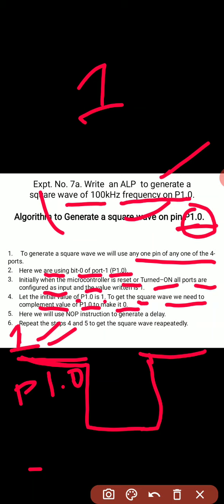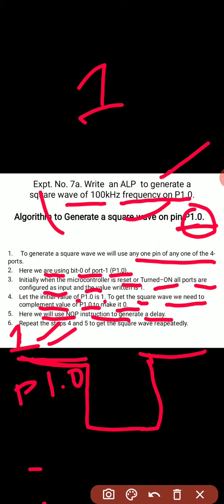Here we will use the NOP instruction to generate a delay. NOP stands for no operation, N for no and OP for operation. Here the delay is generated using a NOP operation because the delay is very small. As the delay increases, we cannot use the NOP instruction, because NOP takes only one machine cycle. So instead of NOP, we may use nested for loops, or we may also use the timers to generate larger delays.